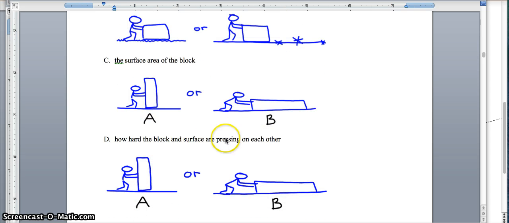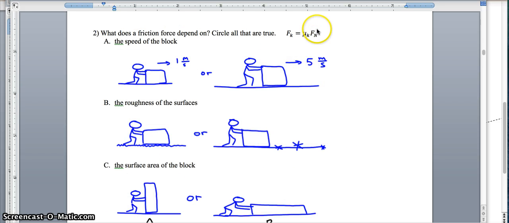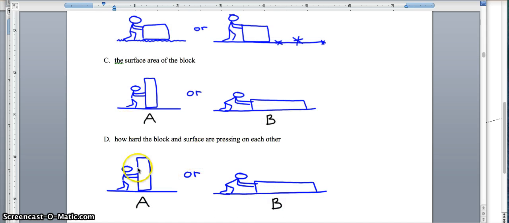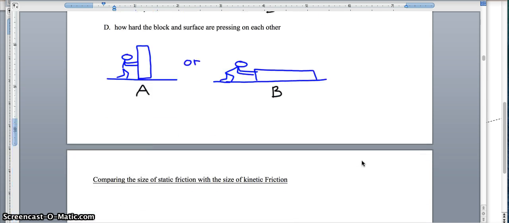Finally, how hard the block and surface are pressing on each other. This picture is incorrect. This is not the correct picture for part D. If you want to make this the correct picture, then you should have both blocks horizontal, and over here on part B, there would be like all these books and extra things on the block, causing the block to push into the floor harder. But we do know that how hard the block and surface press on each other, that's called the normal force. And the normal force is in the equation for kinetic friction. So this is one of the things that would impact the amount of friction that is produced. So you would circle D.